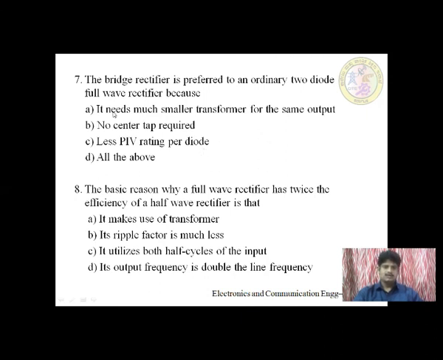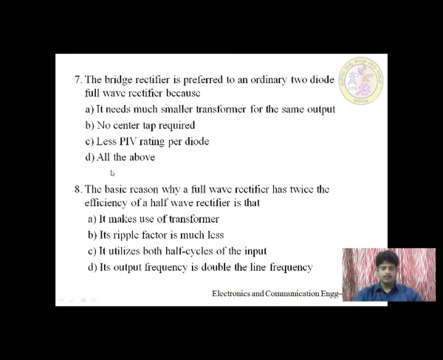So the first option is, it needs a much smaller transformer for the same output. This is also correct, because normally a bridge rectifier requires a smaller transformer, whereas in center tap we need to have the bigger one. And even a center tap is not required. This is also true. And even it uses a less PIV rating diode. So it clearly says that all three are correct. So the fourth option is the correct one.